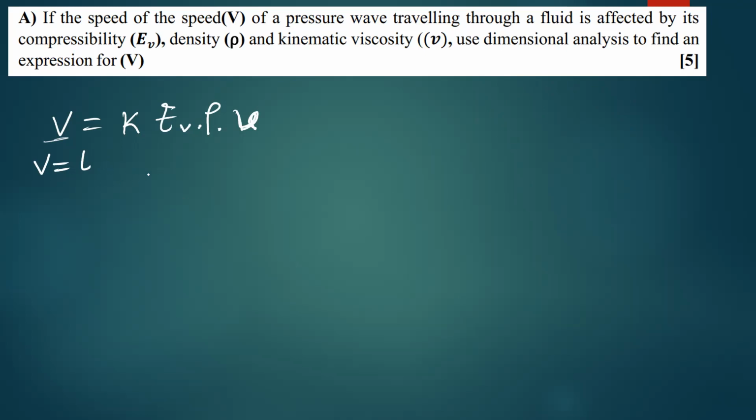Okay, so the dimensions for velocity are simply L, and then apart from L, you also have m to the power 0, and then we also have t to the power -1.